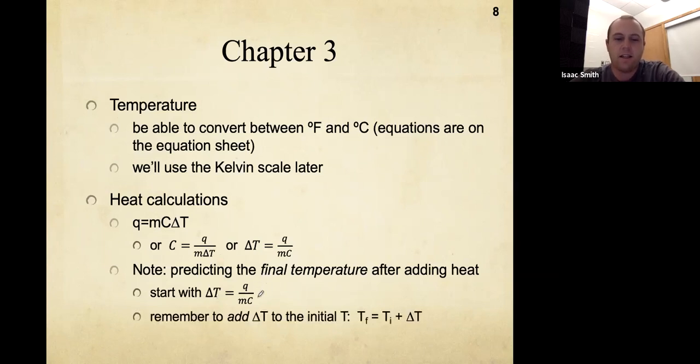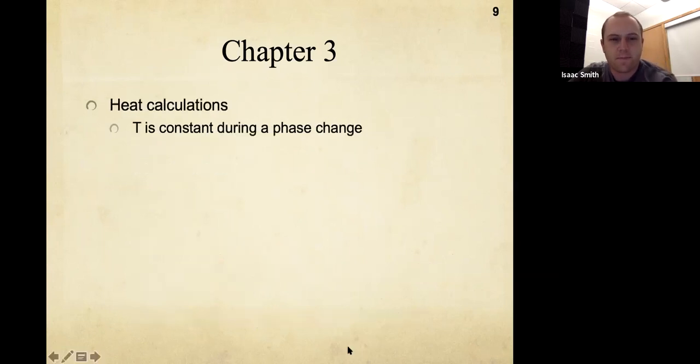And then you just need to add the delta T to whatever the initial temperature is. So if the problem says you start at 25 degrees and your delta T was positive 5 degrees, then you would be at 30 degrees as your final temperature. So just being able to do those kinds of calculations.